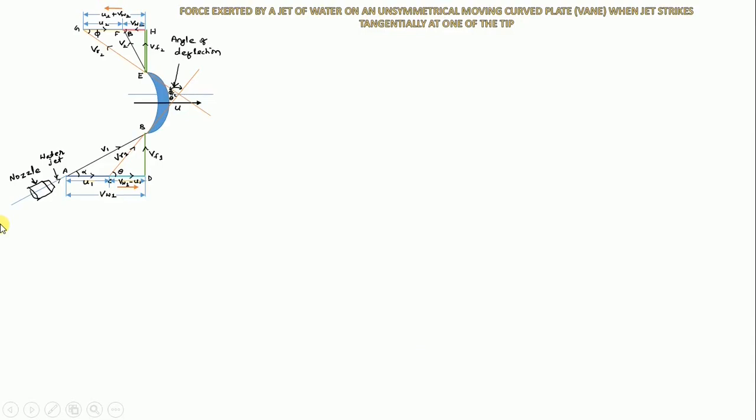Our topic is force exerted by a jet of water on an unsymmetrical moving curved plate or vane when the jet strikes tangentially at one of the tips. So this is the diagram. This is the blade, this is the nozzle. This triangle is the inlet velocity triangle. This triangle is the outlet velocity triangle.